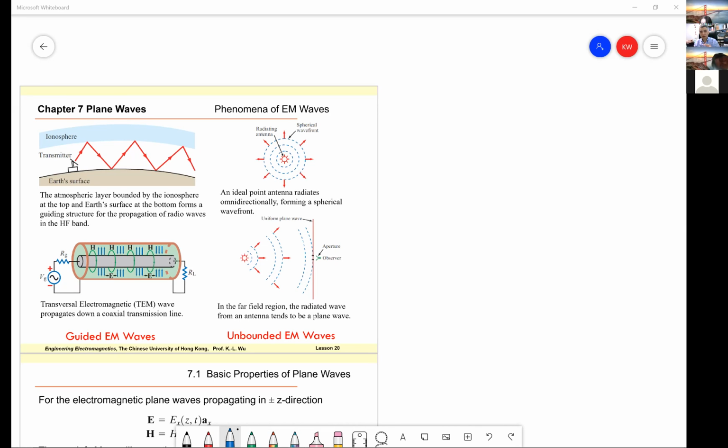Both electrical field and magnetic field are perpendicular to the direction of propagation. All right. Okay. So that is the basic property of plane wave. Oh, by the way, we also have a property: electrical field divided by magnetic field equals a constant. What's that constant called? We call it intrinsic wave impedance, right?